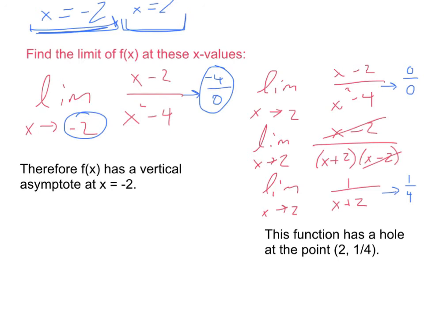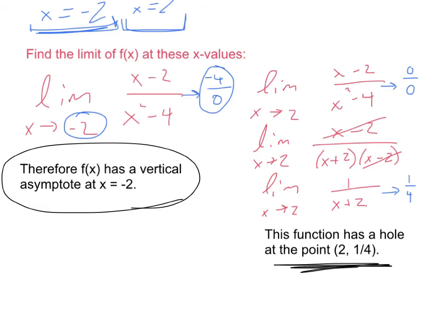So the actual answer to the question was that this function has a vertical asymptote only at x equals negative 2. This was just extra information that we found out along the way.